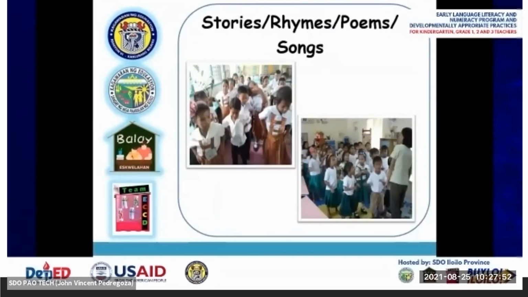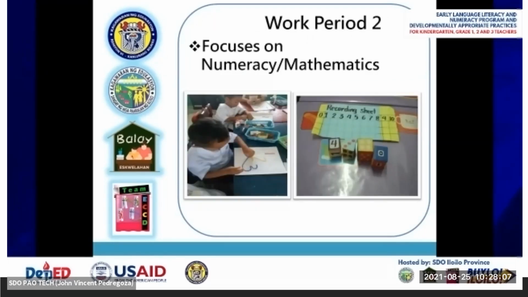Stories, rhymes, poems, songs. These are teacher-guided interactive read-aloud activities for stories, rhymes, poems, and songs. Work period 2 focuses on numeracy or mathematics.